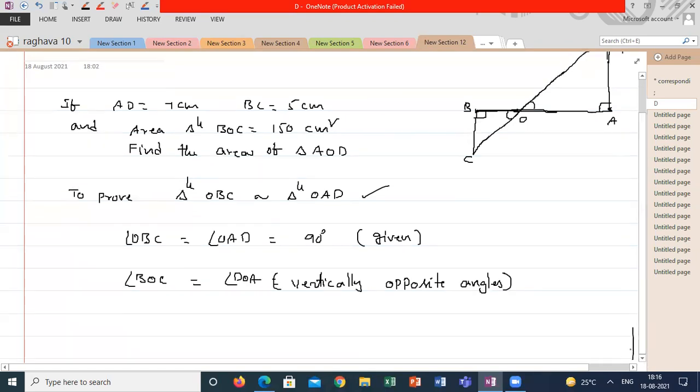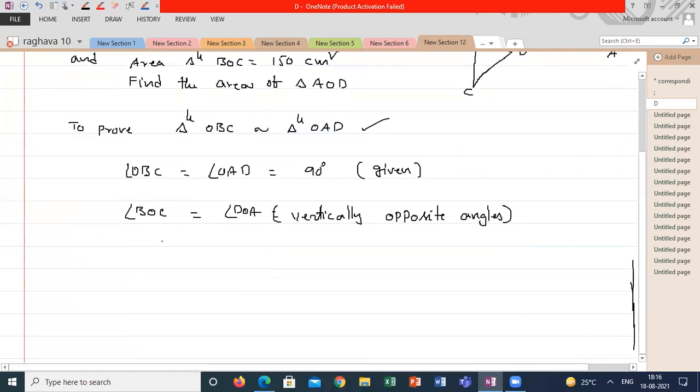So with the help of this, what can I write? Triangle OBC is similar to triangle OAD. What is the reason? AA similarity criterion.